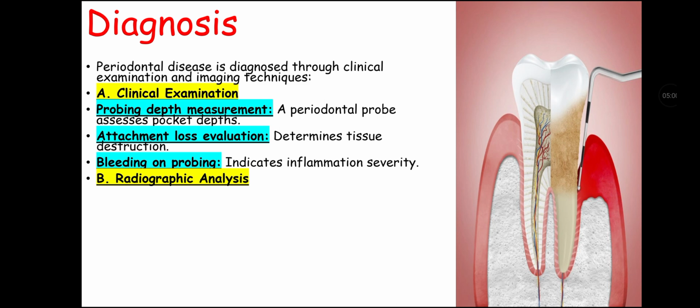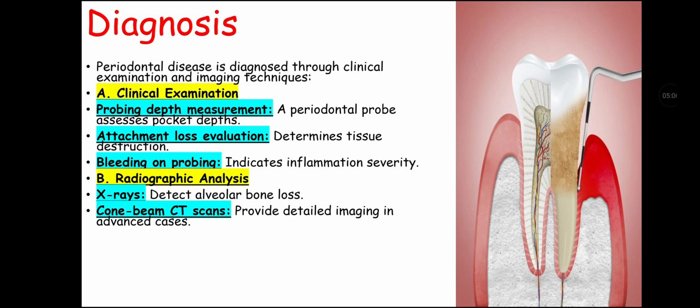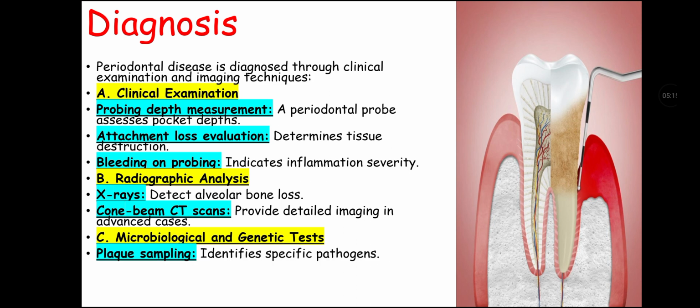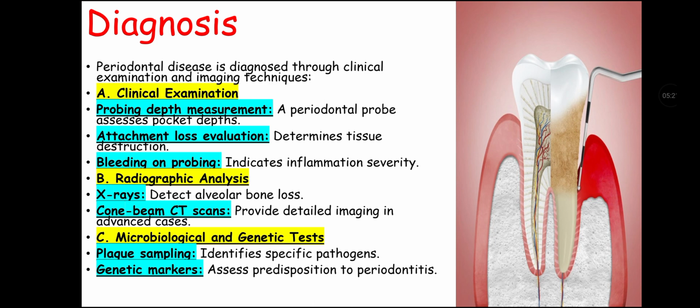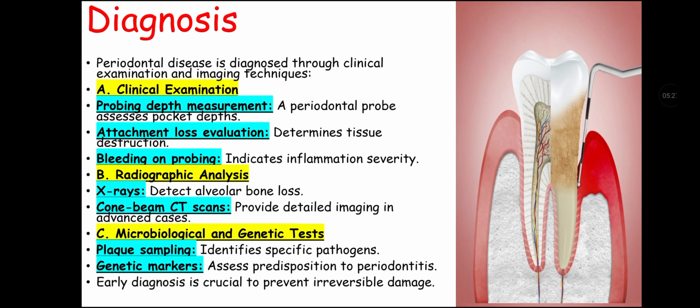And then there is radiographic analysis for periodontitis that may include X-rays to detect alveolar bone loss, CT scan to provide detailed imaging in advanced cases, and then we can also do microbiological and genetic tests that may include plaque sampling that identifies specific pathogens and genetic markers that assess predisposition to periodontitis. Early diagnosis is crucial to prevent irreversible damage in periodontitis.